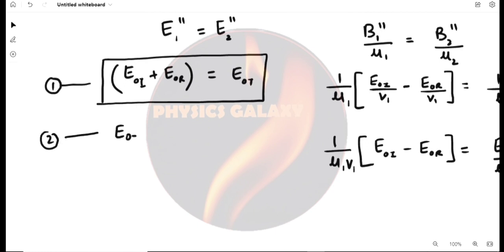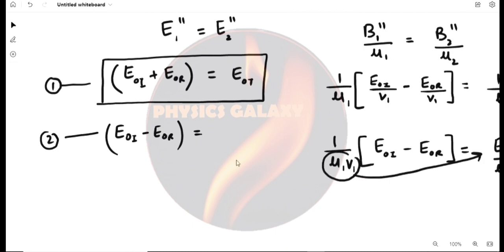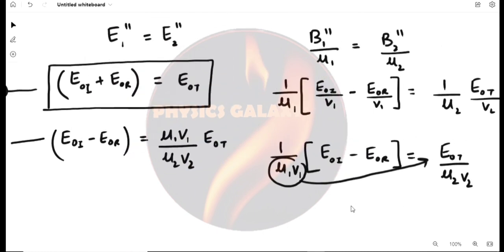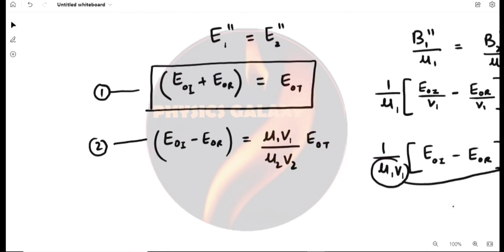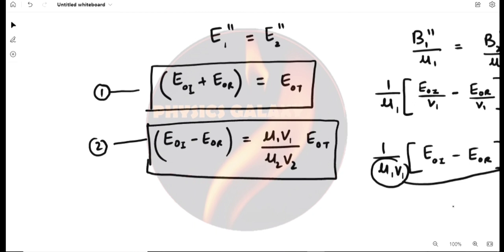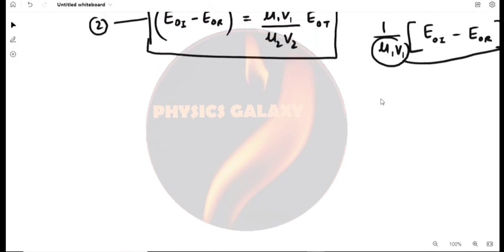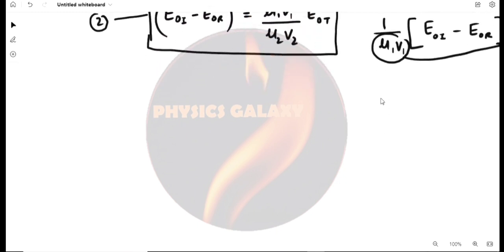E naught I minus E naught R equals, this mu1 V1 can transfer to this side, so it will become mu1 V1 divided by mu2 V2, and then E naught T. These are my two equations. Now I won't solve these two equations; simply first subtract them, then add them, and you will get two equations relating the reflected amplitude with the incident amplitude.